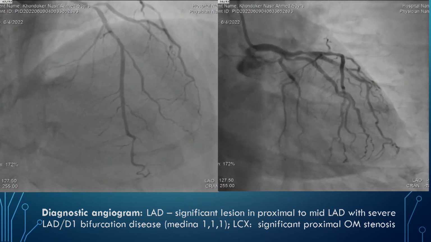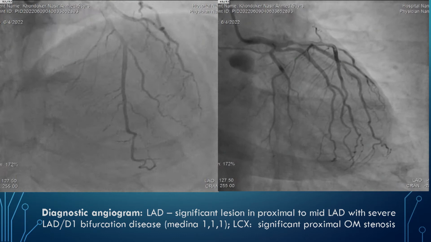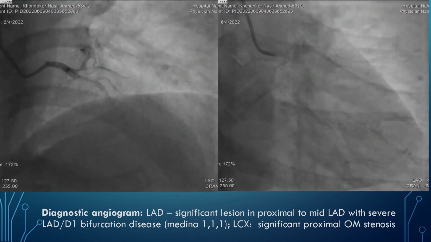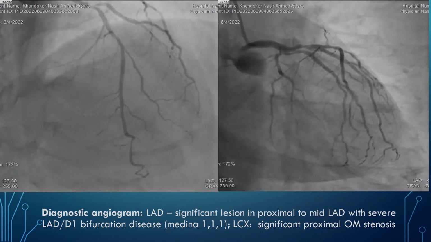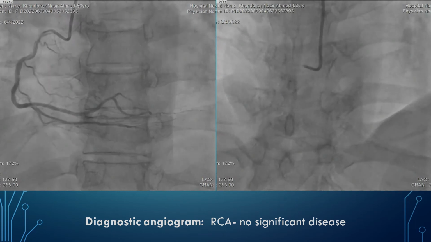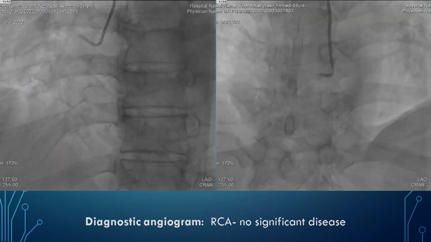And on the other side, you can see there is also a significant lesion involving the OM, and it's a good size vessel. If you look at the right side, there's no significant lesion in the right coronary system. So actually, this is not a critical case.